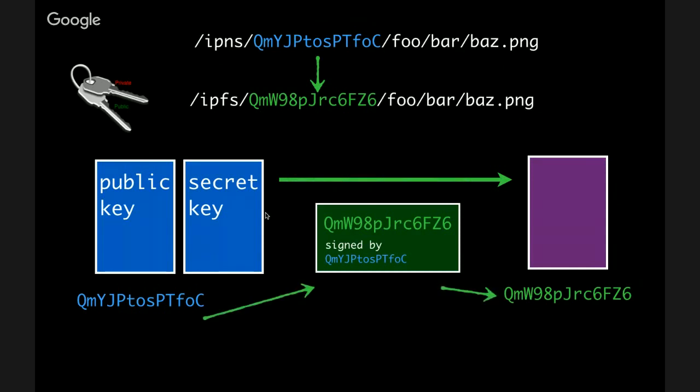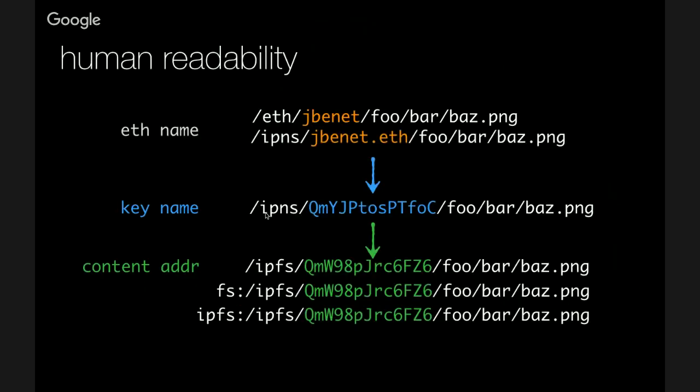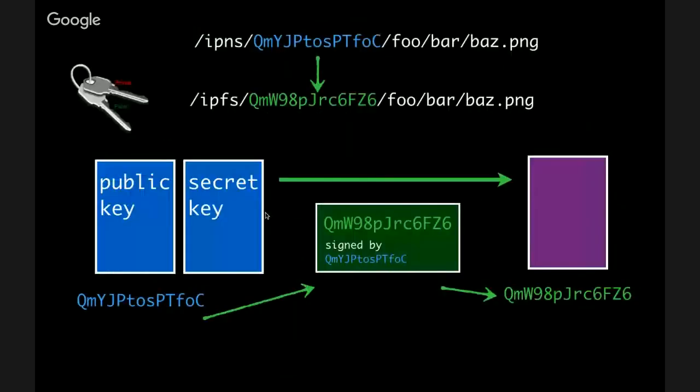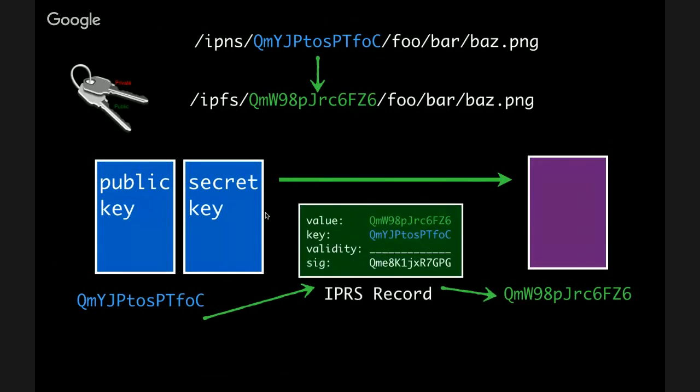And so you can follow that link, right? Having the hash of the public key allows you to search on a DHT for these records, for the latest version of this pointer, and you retrieve it, and then you can follow it to the content. That's in theory sort of how it works. And we treat it as key addressing. We call it IPNS key addressing.